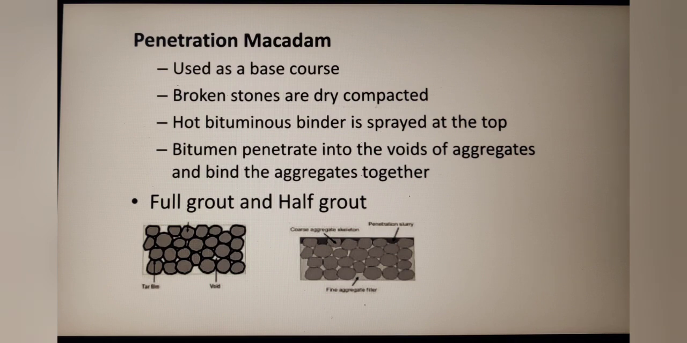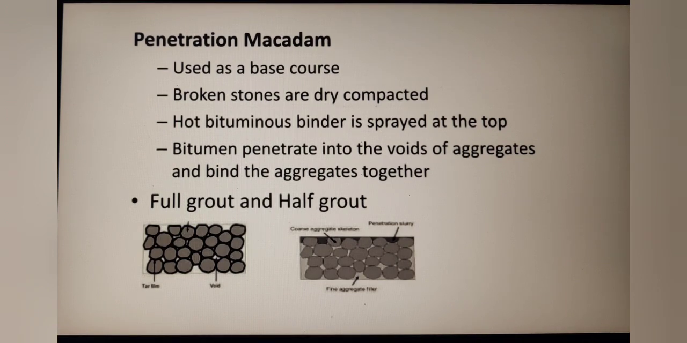Here the broken stones are dry compacted and hot bitumen binder is sprayed at the top. When we apply the hot bitumen binder, it penetrates into the voids of the aggregate and binds the aggregate together. In the figure you can see full grouted penetration macadam and half grouted penetration macadam. In full grouted, the bitumen penetrates into the full thickness and then it coats the aggregate.